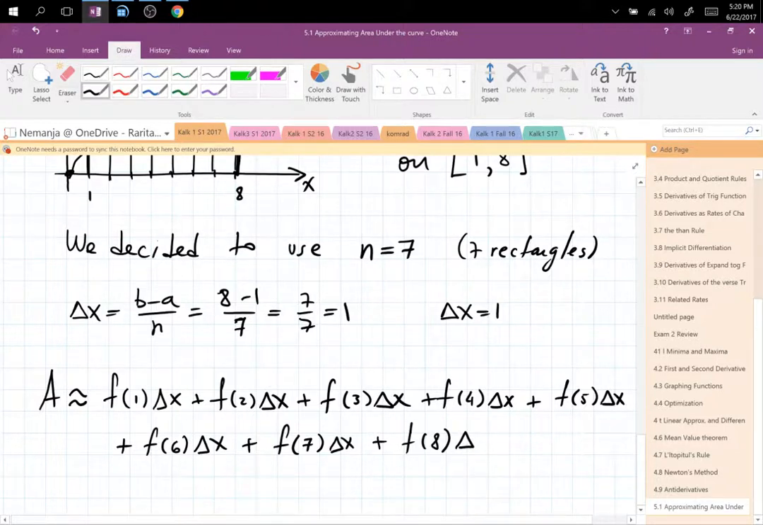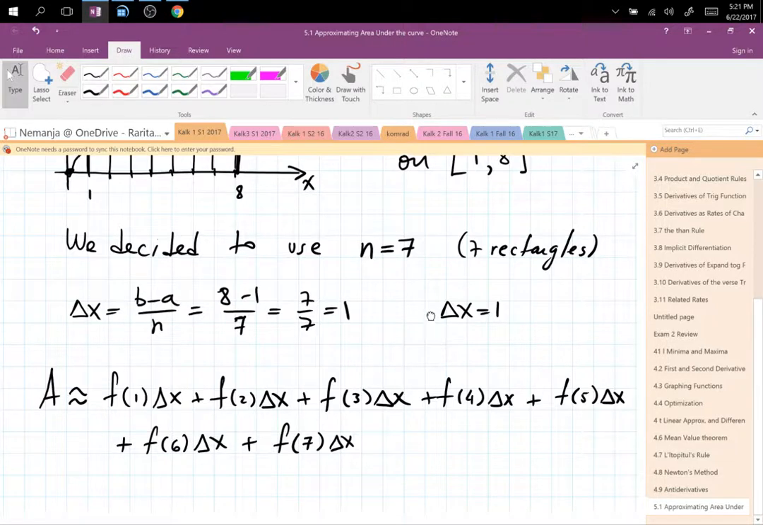No, we're not computing 8. There's no rectangle, so that 8 is the left point. Check your rectangles, you should have 7. 1, 2, 3, 4, 5, 6, 7. Good. We do have 7 rectangles. F of 8 does not have a rectangle to the right of it. If something is the left-hand side, then the rest of it is on the right. There's nothing to the right of 8.